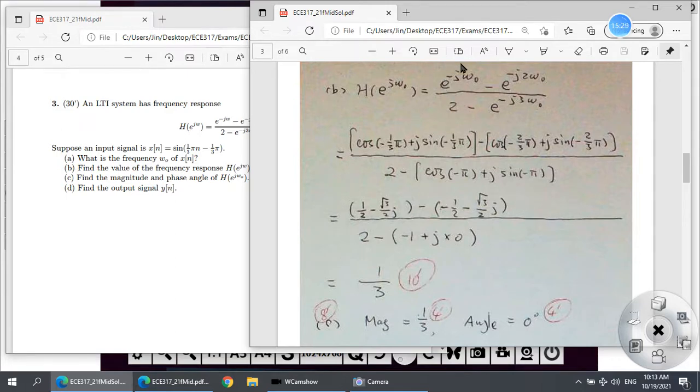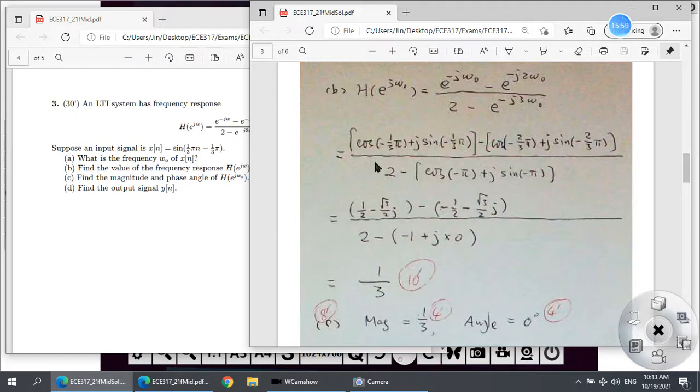First of all, you need to know this e to the negative j omega 0. What is the meaning of it? By Euler's formula, actually it's a definition of it. It is the cosine of that angle plus j times the sine of that angle. The angle is negative omega 0. Right? And the second term is similar. It is the cosine of negative 2 omega 0 plus j times the sine of negative 2 omega 0.